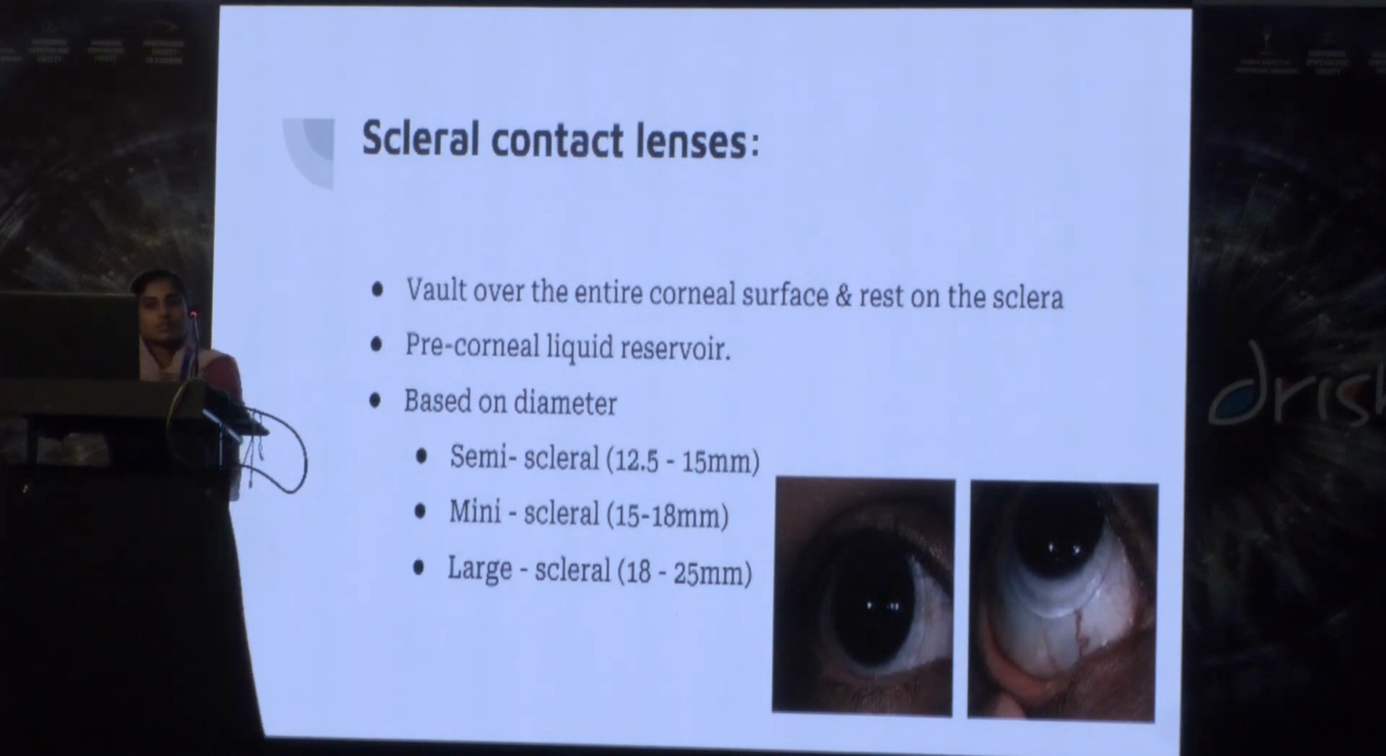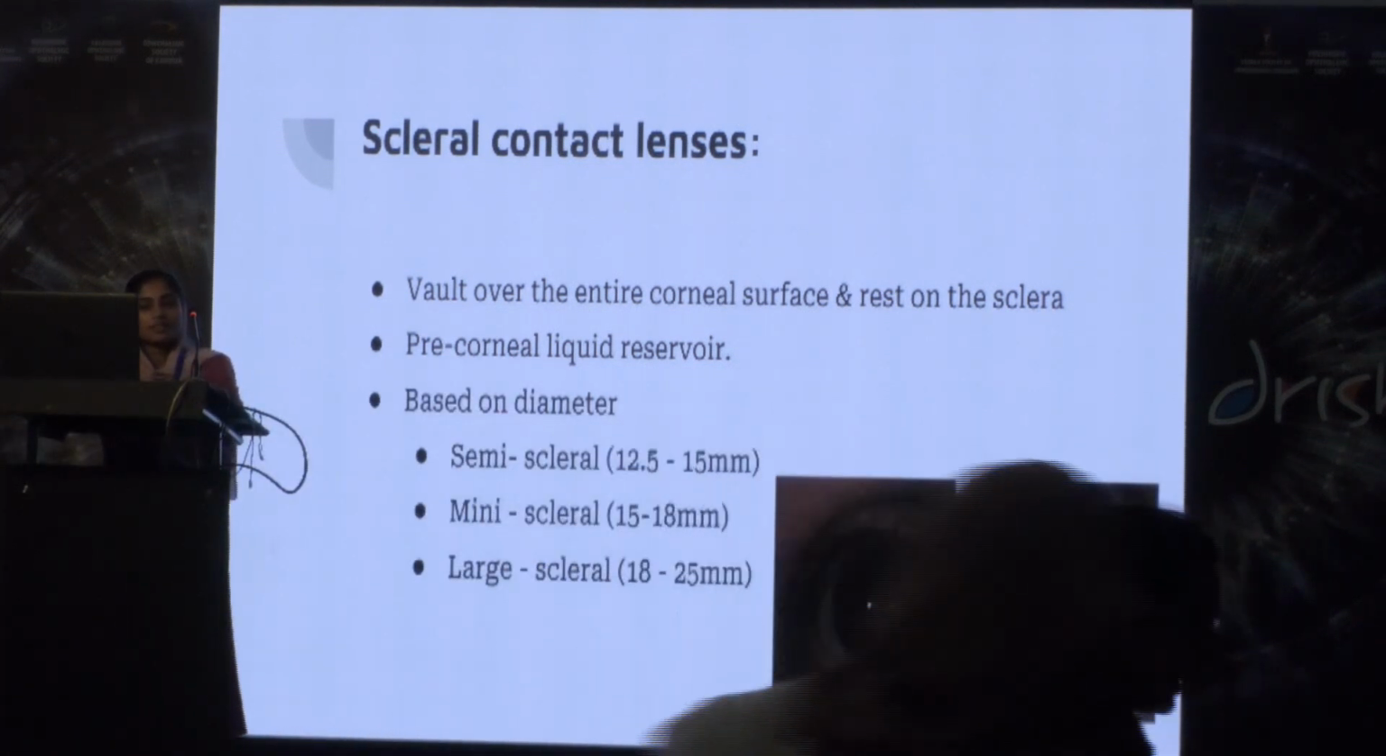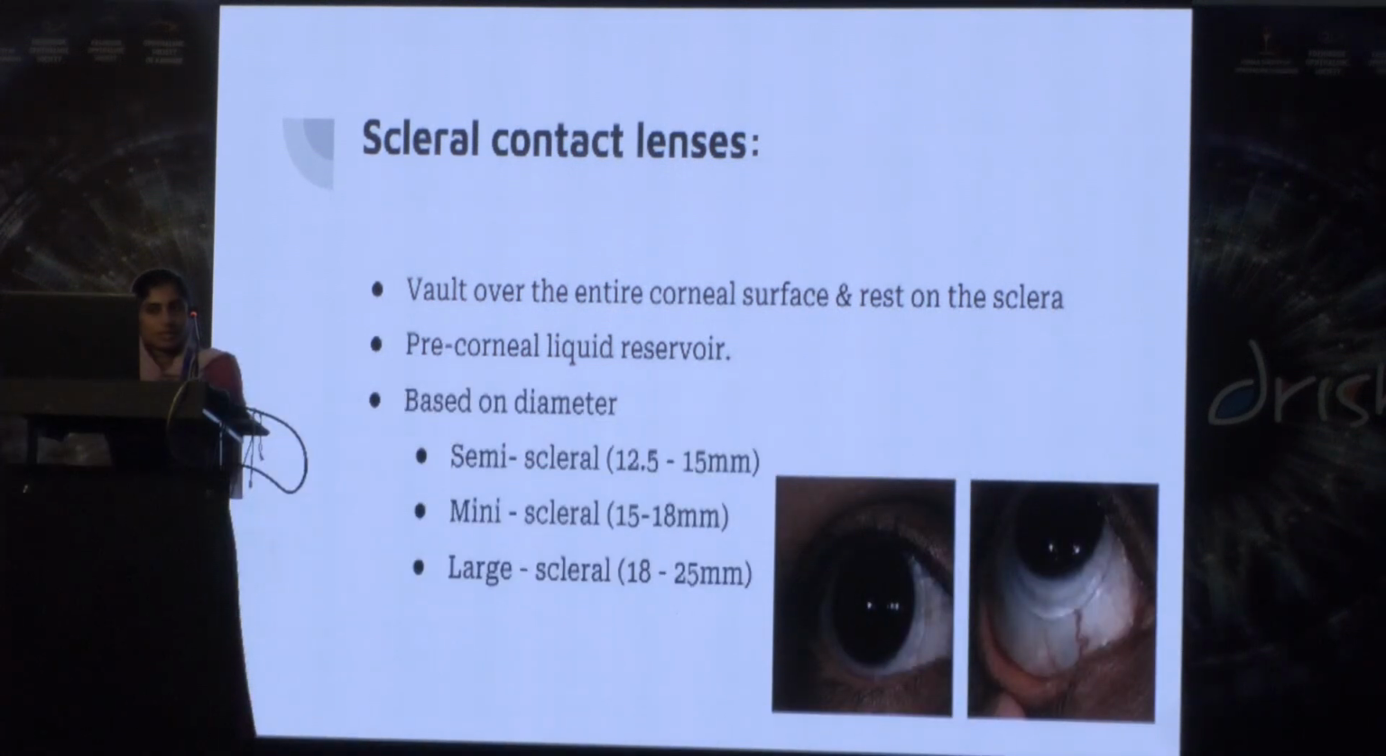So coming to the introduction, scleral contact lenses vault over the entire corneal surface and rest on the sclera. The unique feature of scleral contact lens is that they have a precorneal liquid reservoir, which neutralizes the irregular astigmatism and confers a moist environment to the cornea, thus protecting it from exposure to air and from the friction of blinking. The Scleral Lens Education Society classified scleral contact lenses into 3 types based on diameter: semi-scleral, ranging in diameter from 12.5 to 15 mm, mini-scleral lenses with diameter 15 to 18 mm, and large scleral lenses with diameter 18 to 25 mm.